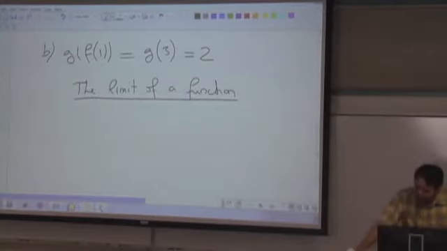So example 1 says the following. Suppose a ball is dropped from the upper observation deck of the CN Tower in Toronto, 450 meters above the ground. Since it's Canada, we deal with meters, I guess. Find the velocity of the ball after 5 seconds.